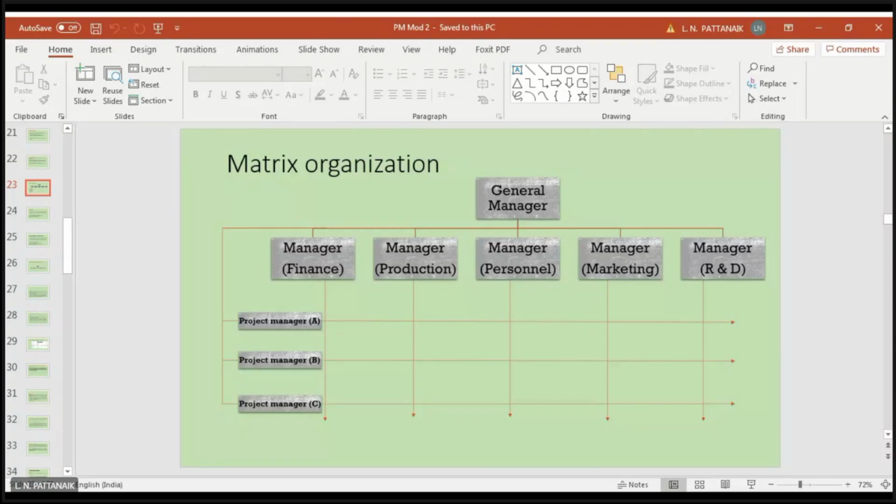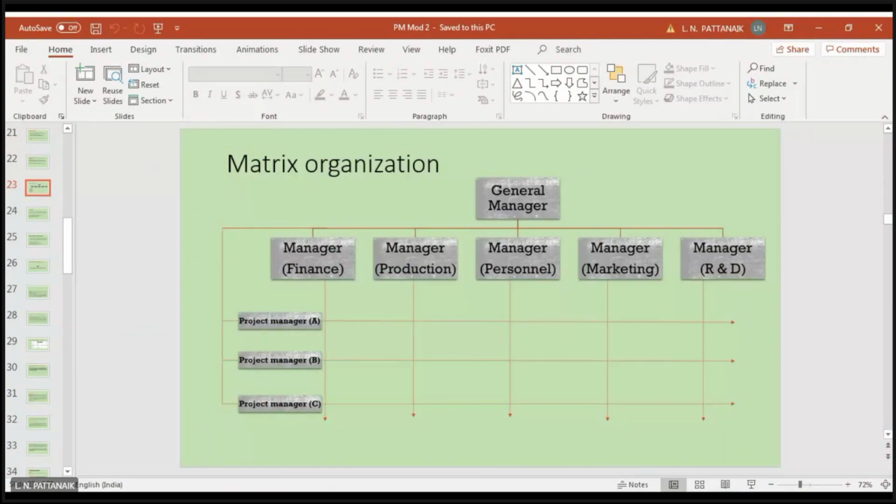So here, you have to understand that matrix is a kind of combination, a hybrid of your functional division as well as some other kind of division. It may be product-based division, it may be project-based division, or it may be based on geographical location, countries. So they may divide the workforce based on area, location, country or continent. So matrix organization represents this kind of structure.